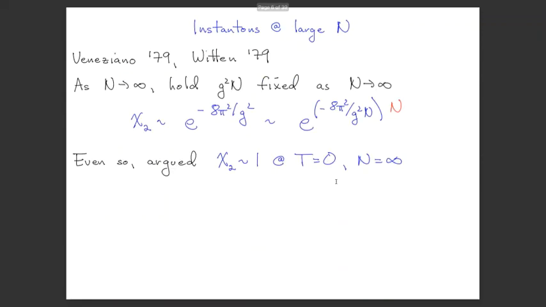Okay. So why is there a problem at large n? Well, we know that we hold g squared n fixed as n goes to infinity. So any instanton contribution is going to go like e to the minus n. However, Veneziano and Witten argued some time ago that the susceptibility should be of order 1 in SU(n) as n goes to infinity, at least in the confined phase.